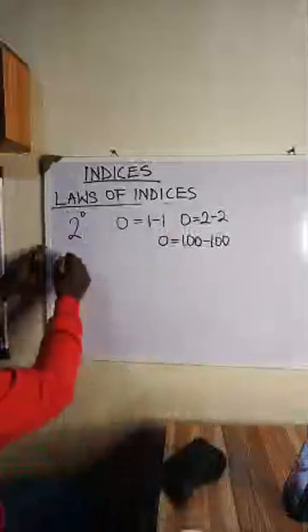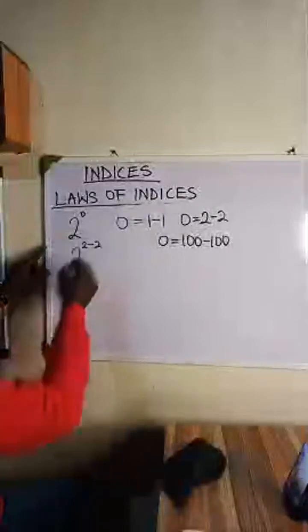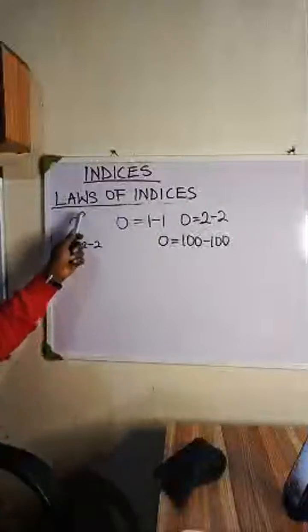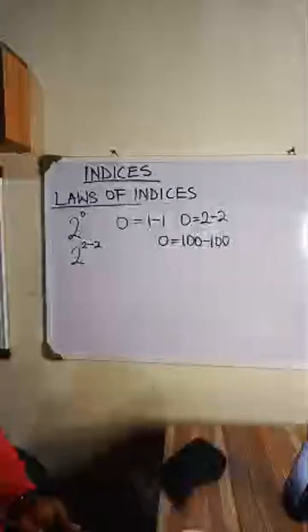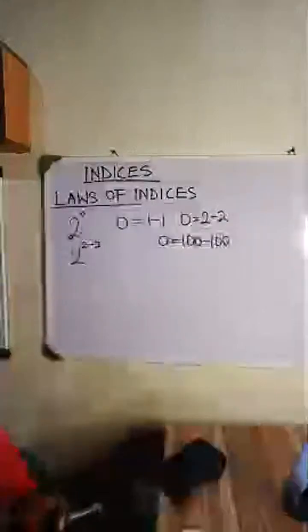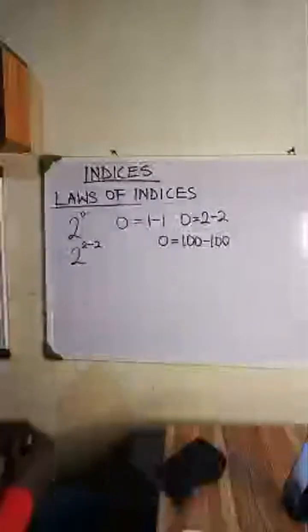So this is the same thing as 2 to the power of 2 minus 2. 2 minus 2 will give you 0, so we have not changed what we have. It's the same thing. 2 to the power of 0 is the same thing as 2 to the power of 2 minus 2. It's the same thing as 2 to the power of 4 minus 4, and 2 to the power of 10 minus 10.